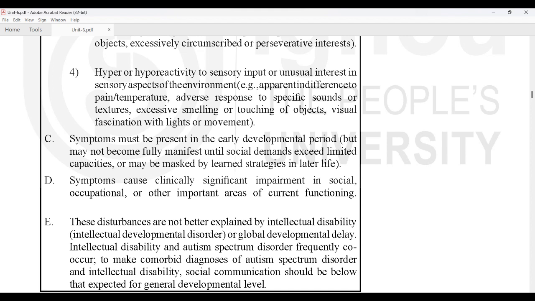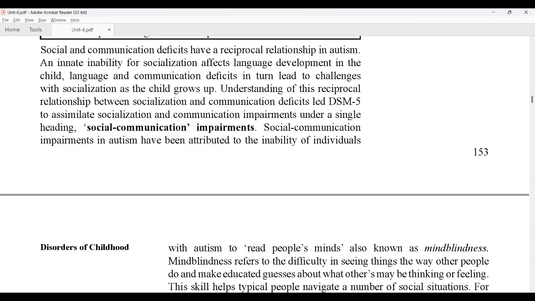C. Symptoms must be present in the early developmental period, but may not become fully manifest until social demands exceed limited capacities, or may be masked by learned strategies in later life. D. These symptoms cause clinically significant impairment in social, occupational, or other important areas of current functioning. E. These disturbances are not better explained by intellectual disability, intellectual developmental disorder, or global developmental delay. Intellectual disability and autism spectrum disorder frequently co-occur. To make comorbid diagnoses of autism spectrum disorder and intellectual disability, social communication should be below that expected for general developmental level. Social and communication deficits have a reciprocal relationship in autism.